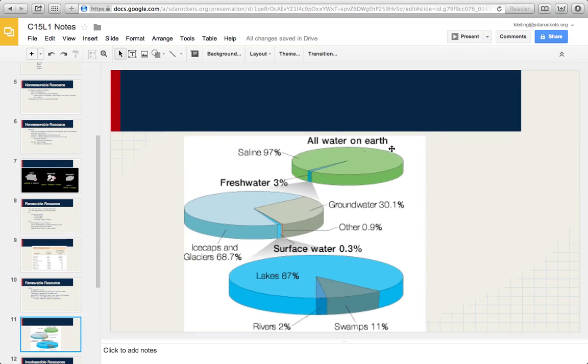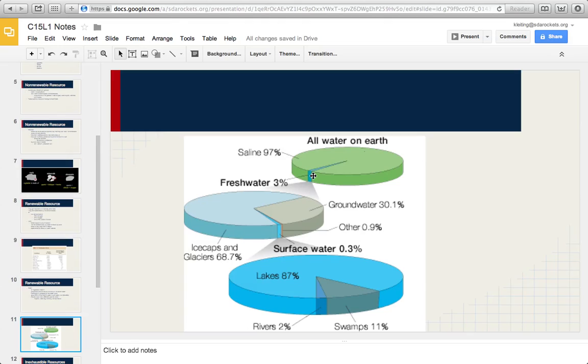Alright, so the way we read this graph is that this top pie chart is all of the water on Earth. 97% of that water on Earth is salt water. So that's what saline means. Saline means salt. So 97% of the Earth's water is salt water. That leaves 3%, that's all. 3% that's fresh water that we can actually drink.